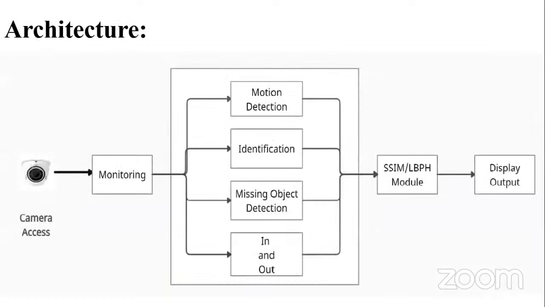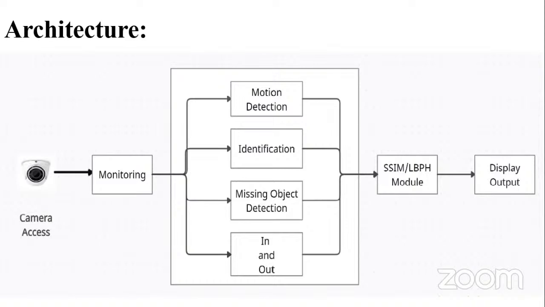Coming to architecture, first it will ask for camera access, and it will monitor frame by frame, and it will ask which detection. For example, if we want to detect motion, we can click on motion detection, or if we want to identify the person's name, we can go for identification. If we want to detect a missing object, we can go for in and out.